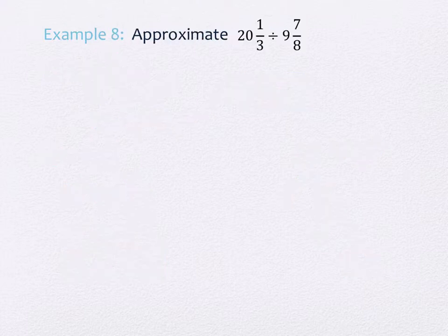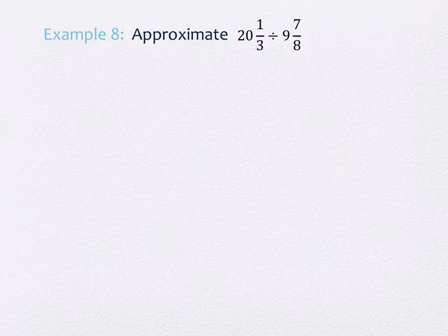Approximation problem. 20 and 1/3 divided by 9 and 7/8. So the question you asked earlier, Lauren, from the last section, where you said that doesn't sound right, that can't be the right answer. This is one of those things where you're saying, what would it approximately be, so that if I actually did the problem all the way out, I'd know if I'm in the right ballpark. That's all the problem is asking you to do, to approximate.